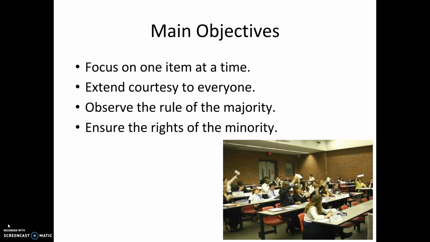There's 4 main objectives of parliamentary law. The first one is to focus on one item at a time. The second would be to extend courtesy to everyone, so everyone has the ability to discuss and vote on a motion. Observe the rule of the majority, which helps keep unpopular ideas from being adopted, and also ensures the rights of the minority.